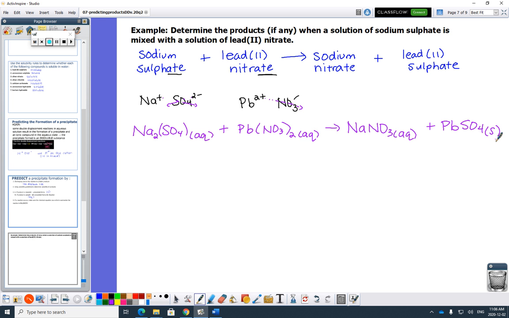Okay? If you wrote lead 2 sulfate first, that wouldn't matter, okay? It doesn't matter what order you do it in. And you just have to check.